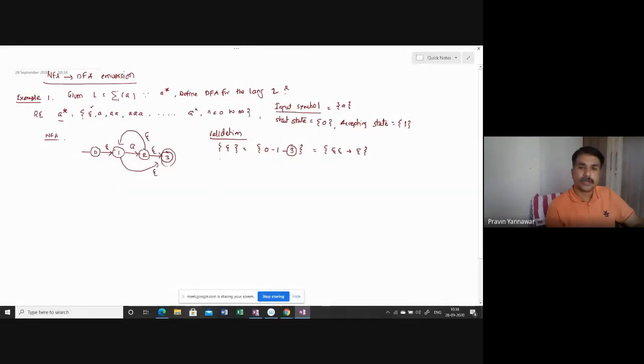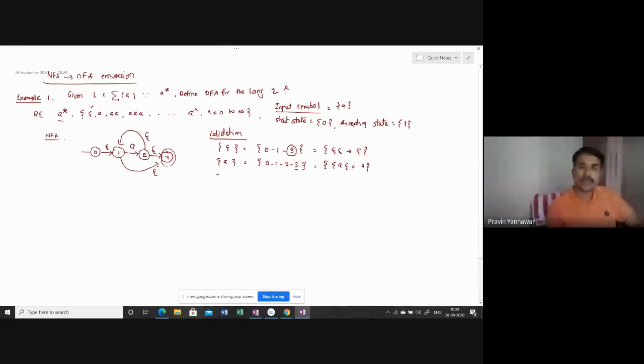Let's validate for one A. You can go with 0 to 1, 1 to 2, 2 to 3. So 3 is your accepting state. The path is in this case epsilon, A, epsilon. So null is concatenated with the alphabet A, null A null, which is nothing but A only.